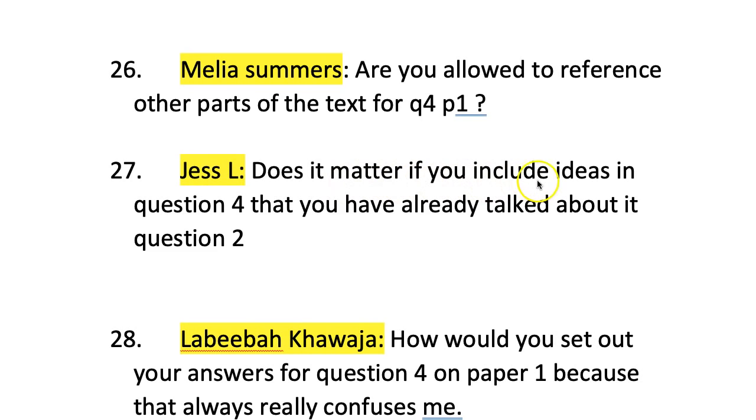Jess L, does it matter if you include ideas in question 4 that you have already talked about in question 2? That's important. No, it doesn't. You can't use the same quotations, but you can use the same ideas. And what's interesting is now each question is marked by a different examiner. So the person who reads your answer to question 4 won't have read your answer to question 2. So the answer is yes, you can.